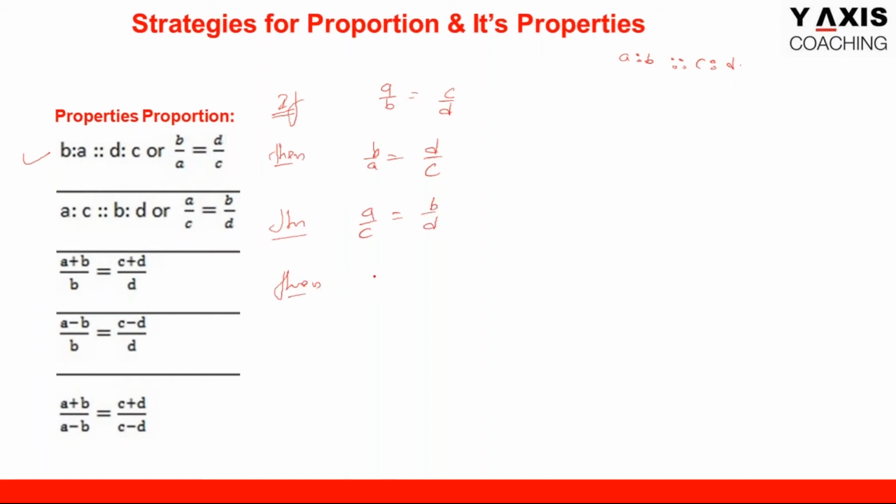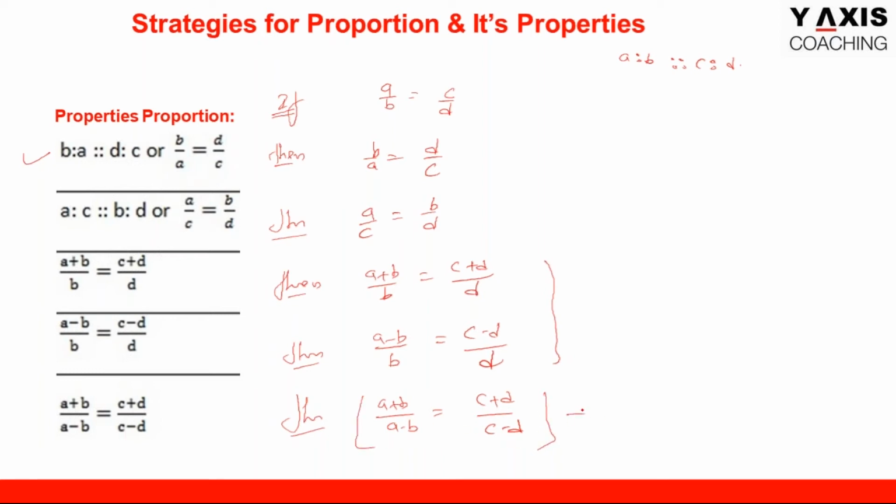And also what we can do here is A plus B divided by B is equal to C plus D divided by D. And also this can be written as A minus B divided by B is equal to C minus D divided by D. Whatever I'm writing here all comes under properties of proportion. And if you club these two, then A plus B divided by A minus B is equal to C plus D divided by C minus D. And this is called componendo and dividendo. This is a very famous property. The main use of this is to simplify the given expressions.